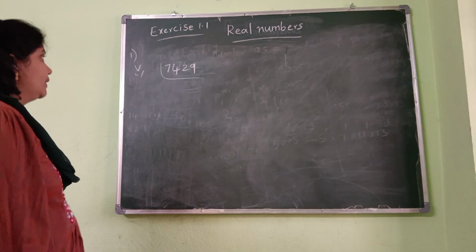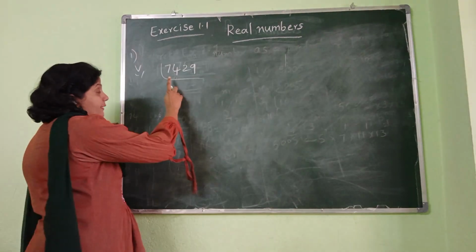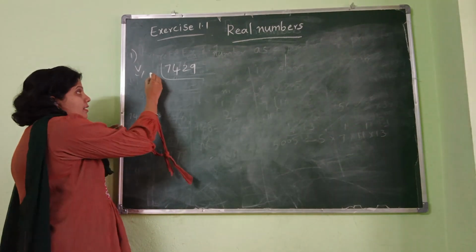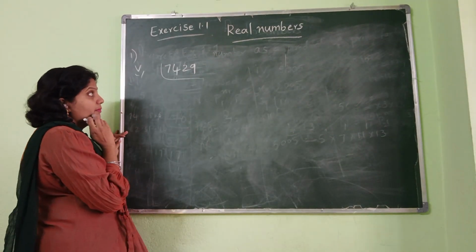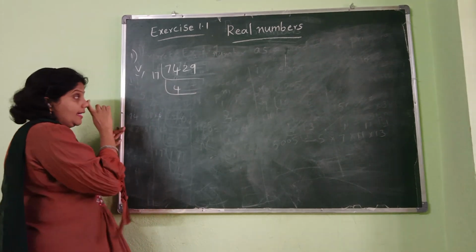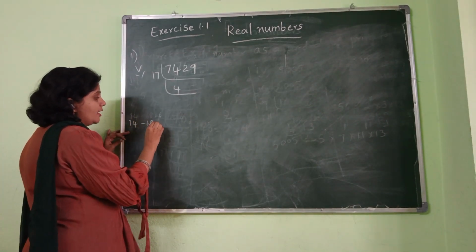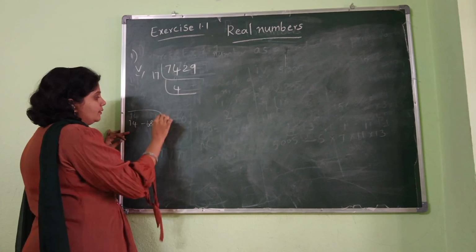Understood? Okay. Last bit in the first row now. 7429. So 9 is there, so it will be divisible with the 17 table. In 17 table, 17 fours are 68. But here it is 74. So 74 minus 68, how much? 6. So it is 6.